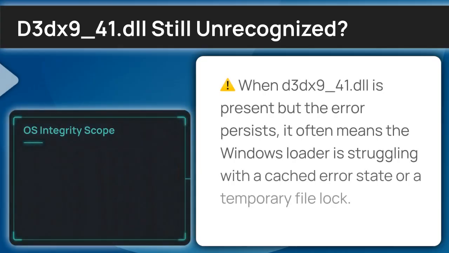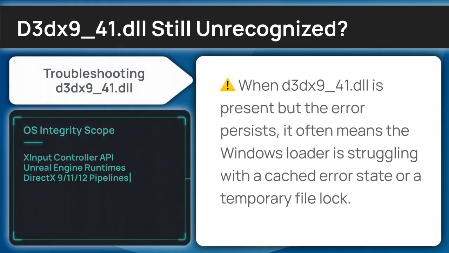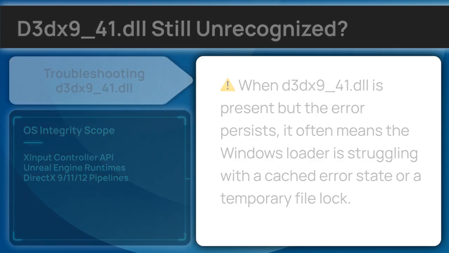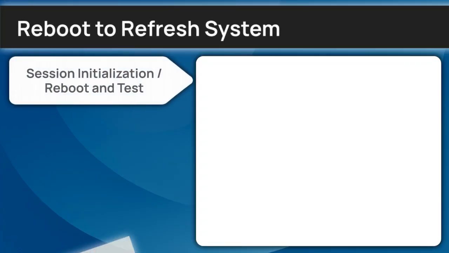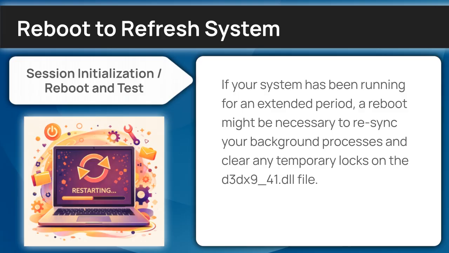In cases where the official installer remains ineffective, we must escalate to a manual review of your system's active runtime state. A quick reboot can determine if the error is transient. While it won't fix a deleted file, it can re-establish the connection between your software and the DirectX 9 file if the path was temporarily busy.